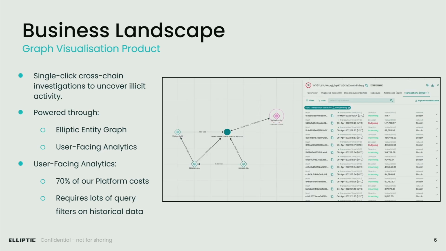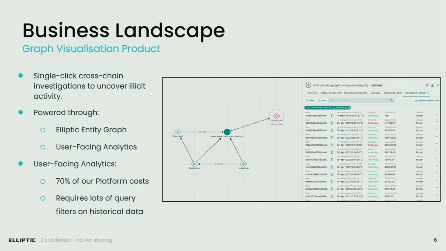The other product we have is the graph visualization product. And this allows, essentially, single-click correlation investigations to uncover illicit activity. This is powered through the Elliptic Entity Graph and the user-facing analytics. And as you can see in the picture on the left, on this graph, the user can see the UI, right? The nodes and the edges. We can see in pink, this is an unlabeled address. We don't have information. We don't have a label for that address. But in the middle, we have a sanctioned entity, right? We receive this label, this intelligence, we show it in the UI, and the user is able to understand more about what's happening.